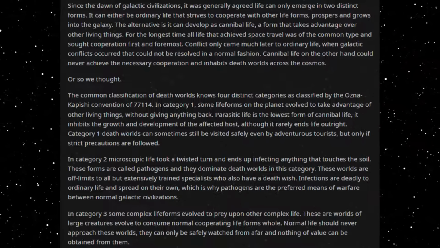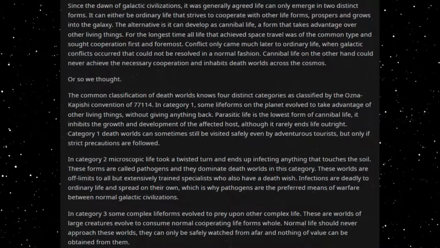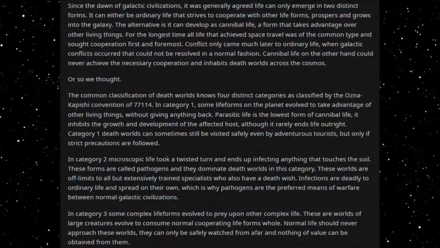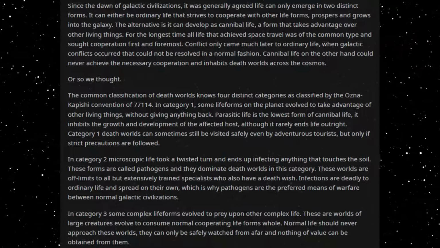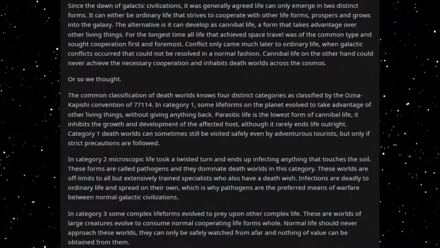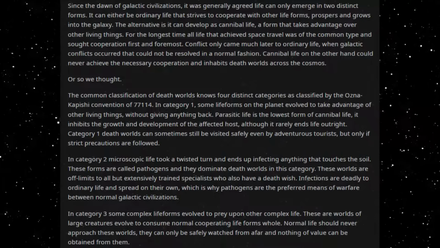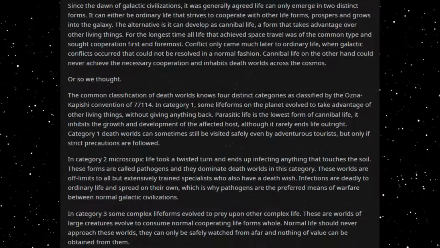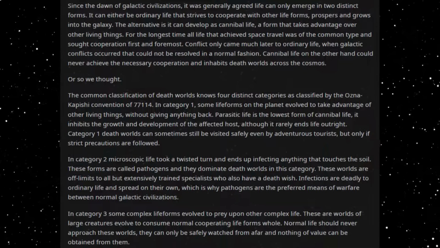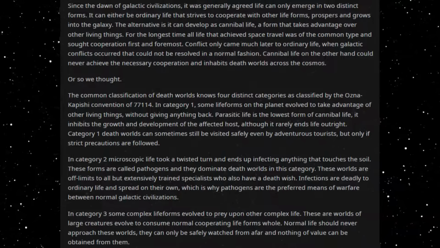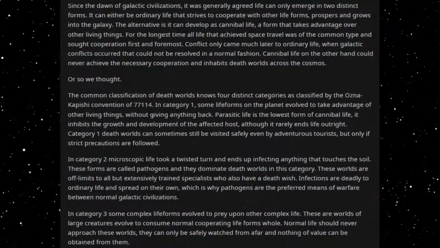For the longest time, all life that achieved space travel was of the common type, and sought cooperation first and foremost. Conflict only came much later to ordinary life, when galactic conflicts occurred that could not be resolved in a normal fashion. Cannibal life, on the other hand, could never achieve the necessary cooperation, and inhabits death worlds across the cosmos. Or so we thought.